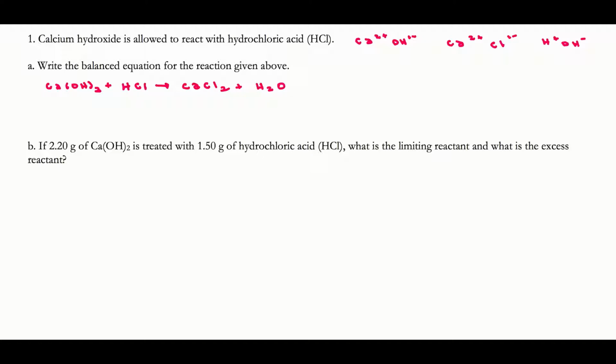I just now need to balance. I've got 2 chlorines on my product side, 1 on my reactant side, so I'm going to put a 2 in front of HCl. Now I've got 2 hydrogens from Ca(OH)2, 2 from hydrochloric acid, so that's a total of 4. So I'm going to put a 2 in front of water, okay, and I am balanced.